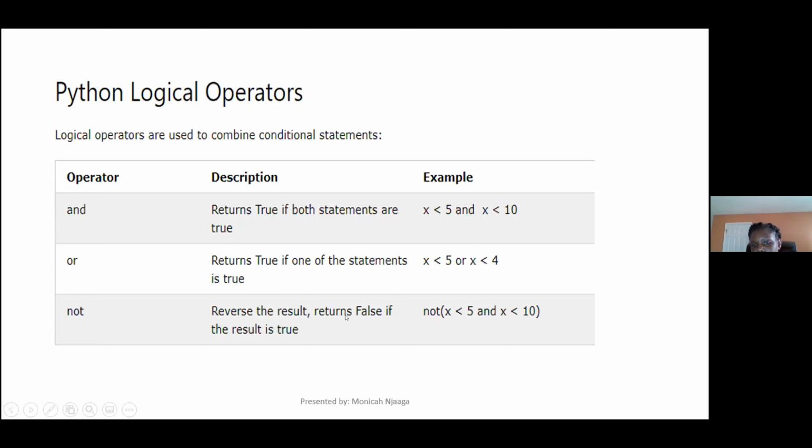So reverse the result, returns false if the result is true. And I can share with you the code on that, and then you can practice on your own.